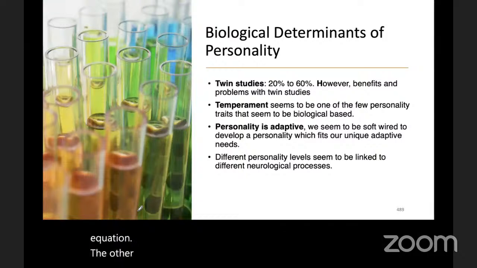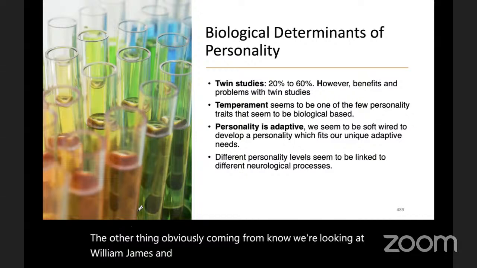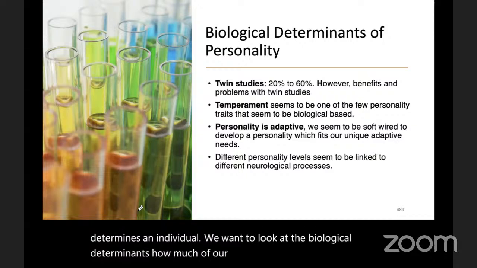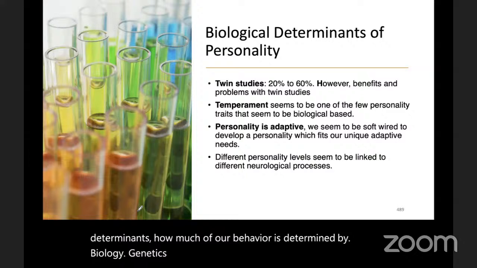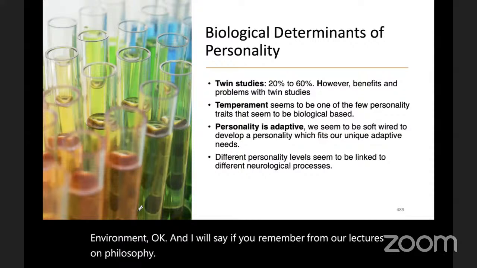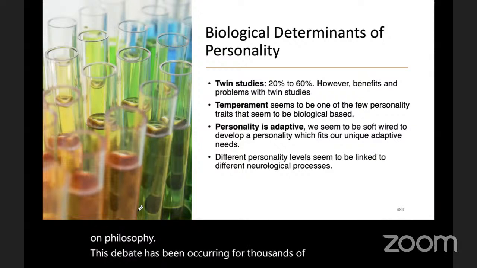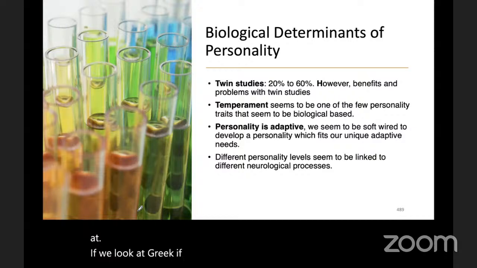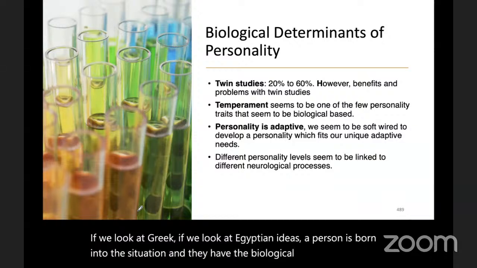The other thing, obviously coming from William James and even theories before that about what determines an individual, we want to look at the biological determinants. How much of our behavior is determined by biology, genetics, versus environment? And I will say, if you remember from our lectures on philosophy, this debate has been occurring for thousands of years. If we look at medieval, Greek, or Egyptian ideas, a person is born into the situation and they have the biological propensity for that situation.